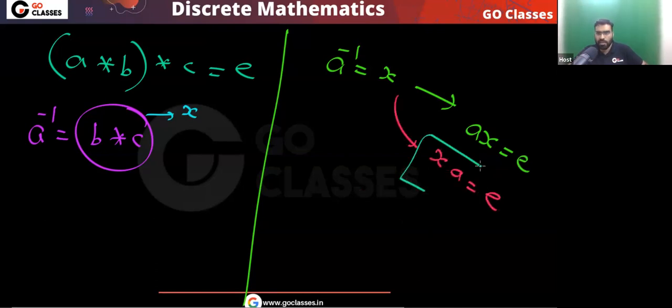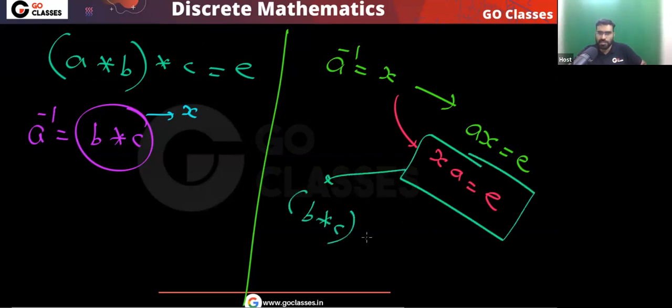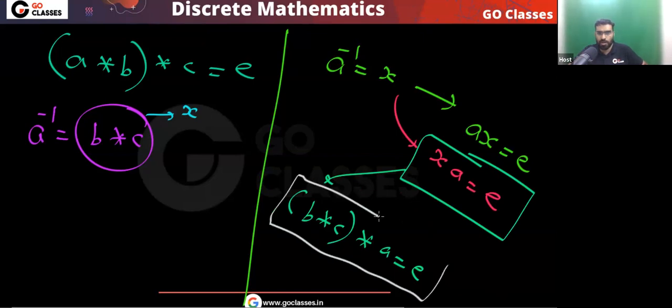If xa is equal to E, then what is x? X is B star C star A is equal to E. This is your option B. See, we are using the inverse property. Using the inverse property, we got option B.